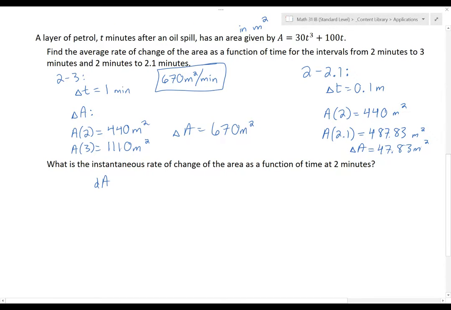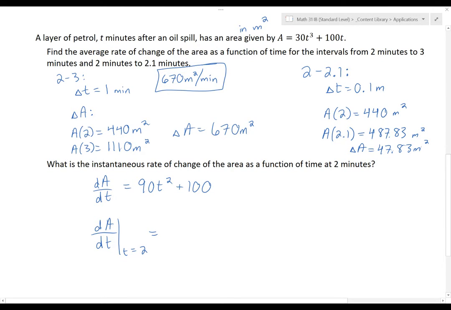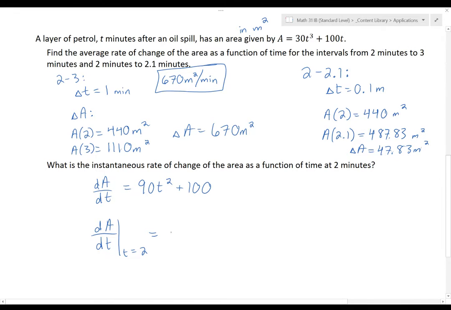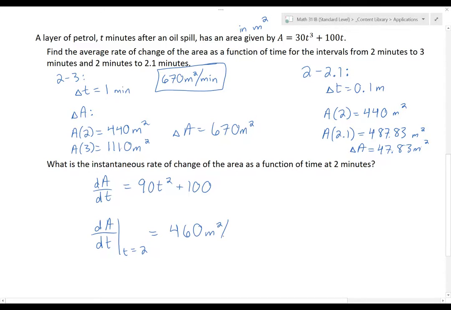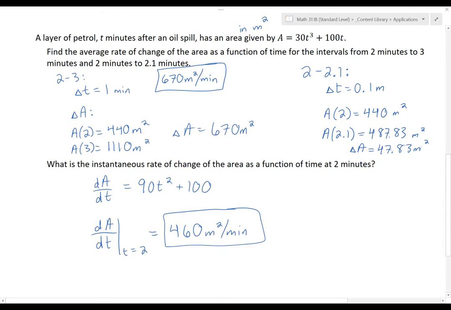So I need dA/dt, which is going to be 90t squared plus 100. So then dA/dt at 2 minutes, when t equals 2, is going to be 90 times 4 plus 100. So that is going to be 460 meters squared per minute. So yes, quite a bit closer to the 478. And that does imply that this rate of change is getting faster as we move between 2 and 3 minutes. And that tells me that at 3 minutes, I'm expecting the rate of change to be quite a bit higher than the 670. So be very clear on whether your question is asking for an average rate of change or an instantaneous rate of change.